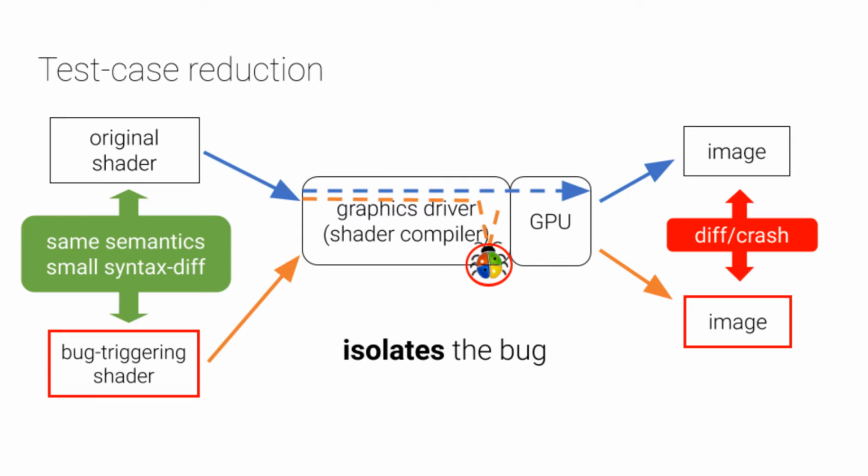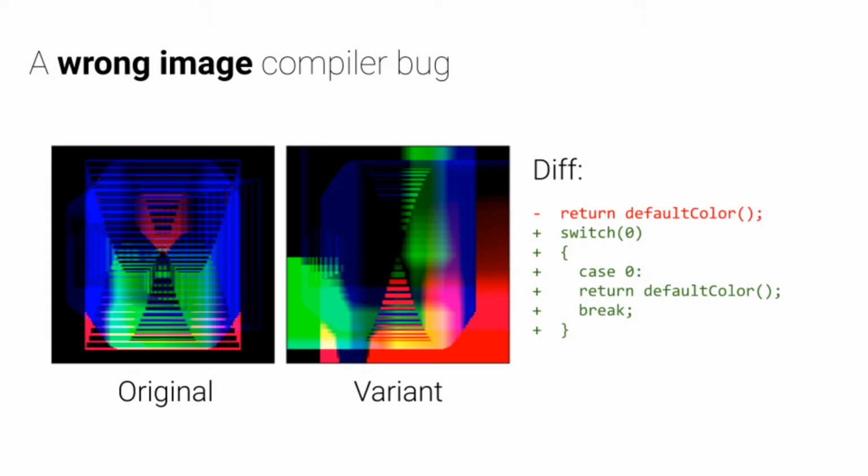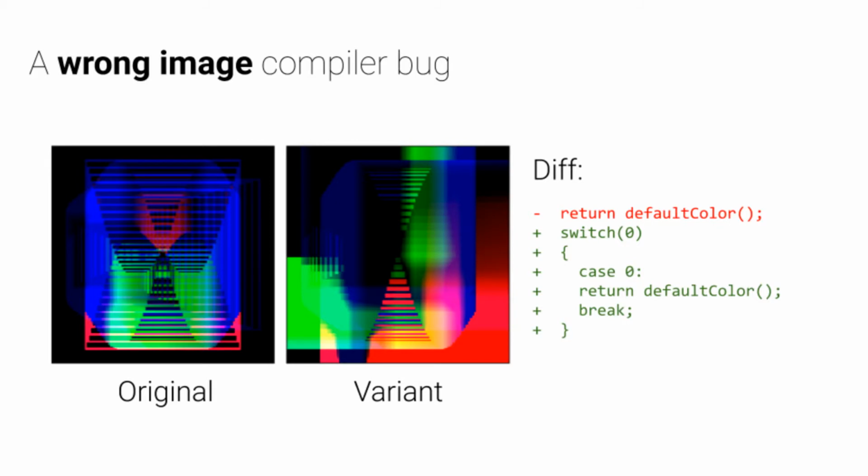To give you a little example, here's an example of a wrong image compiler bug that we found some time ago. On the left-hand side, you can see the original image that should have been rendered. On the right-hand side, you can see a bad variant image that was rendered, and the difference is really small. There was a return statement, return default color, and this has been replaced with a trivial switch statement that switches on the value 0, and in the case where 0 is indeed 0, it returns default color. So clearly this change should have no semantic impact on what the shader renders, but in fact we got a completely different image being rendered as a result of making this small change on a particular graphics driver.